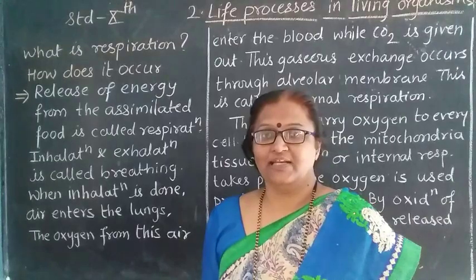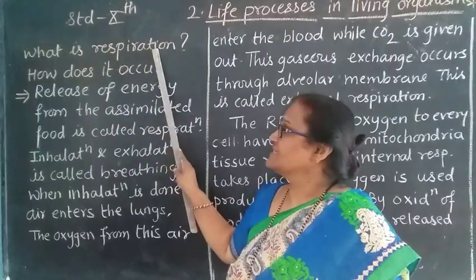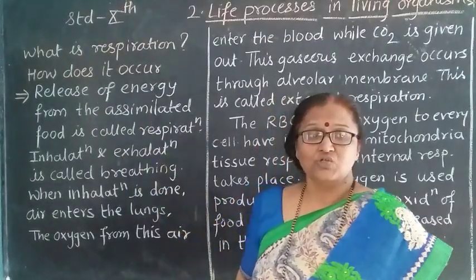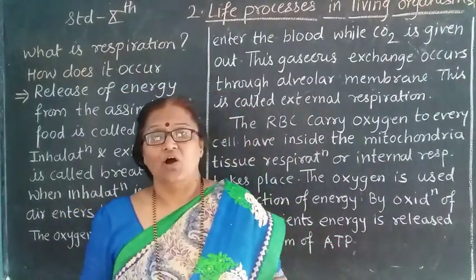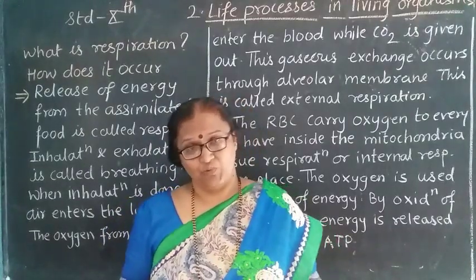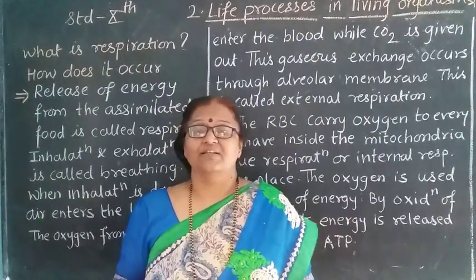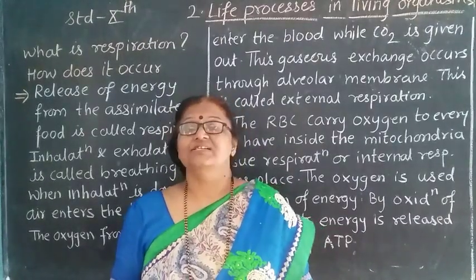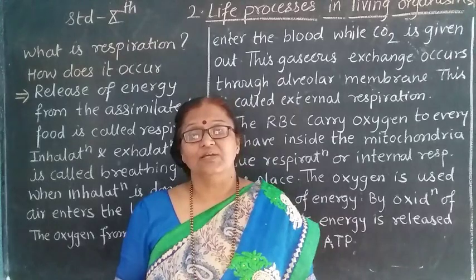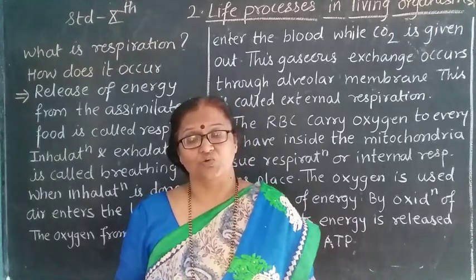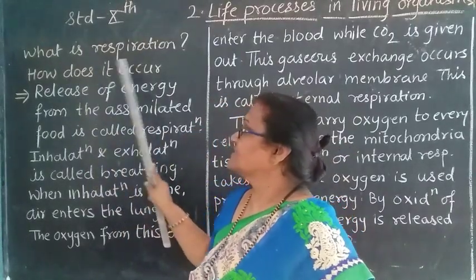Now we have seen the respiratory system. The next question is: what is respiration? How does it occur? The respiratory system is a very important system in our body, a very important life process, because with the help of respiration we are taking in air, and with that air we are taking in oxygen, which is needed for each and every cell. We know that oxygen is important to get us energy also.